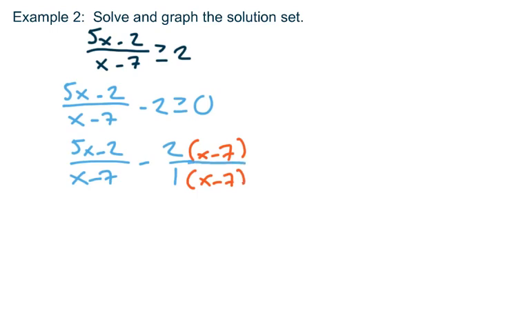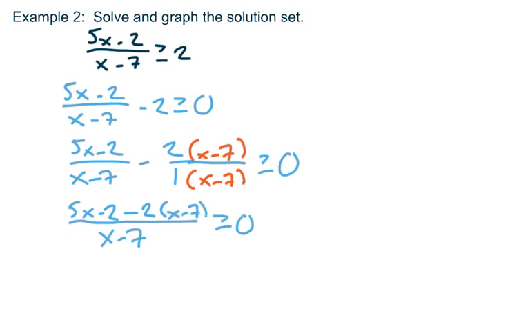You'd have a common denominator and you could combine them. This is now going to be greater than or equal to 0. Because the denominators are the same now, the 1 times anything is itself, you can copy the denominator, and because it's subtraction, subtract the numerators: 5x minus 2 minus 2 times x minus 7, greater than or equal to 0. I'll make a little bit more space over here. I think I can squeeze it in.